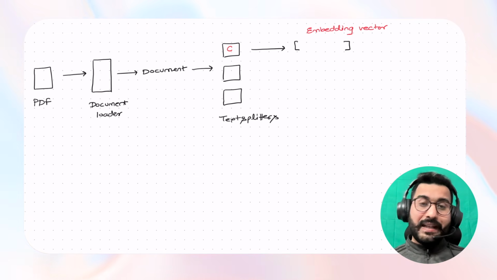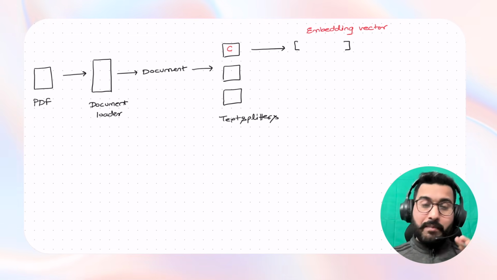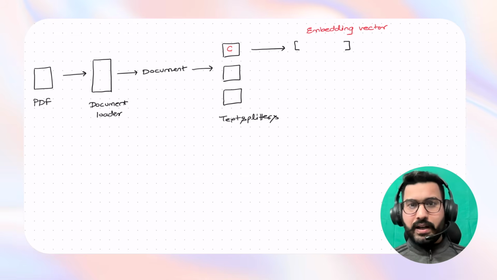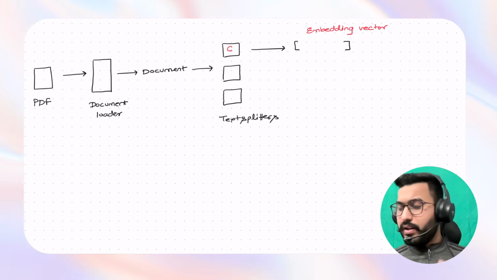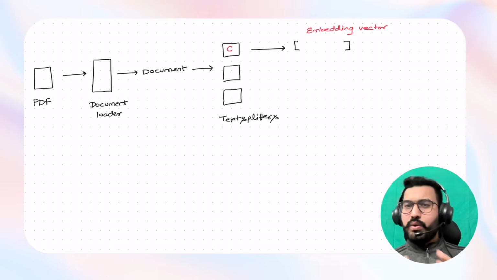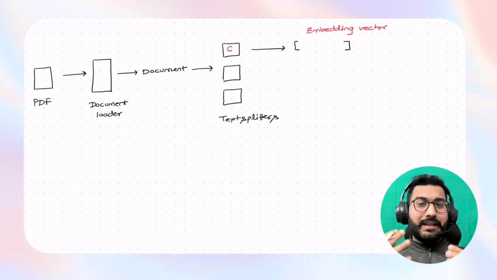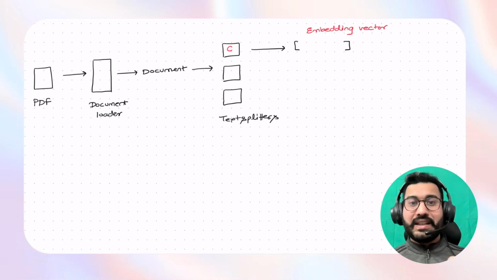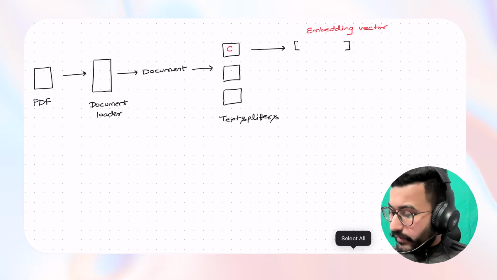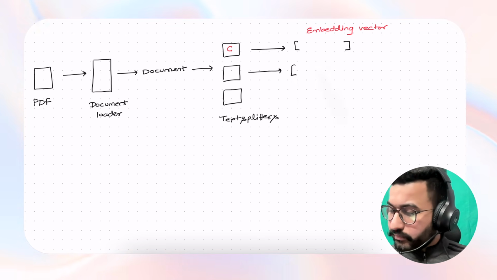And it is not simply mapping. I'm not mapping a word with a number. I am trying to use a neural network which is going to perform some kind of mathematical operation to convert this textual information into a vector representation, keeping in mind that the semantic meaning is also captured in very good detail. So I have converted each of these chunks into an embedding vector.